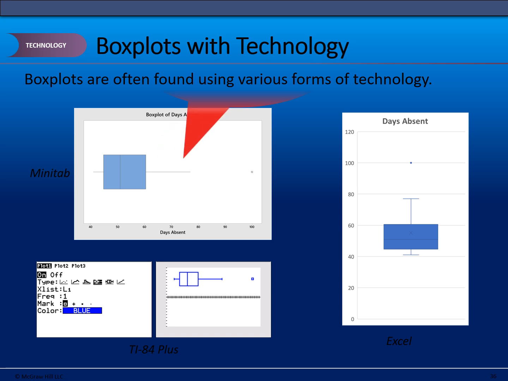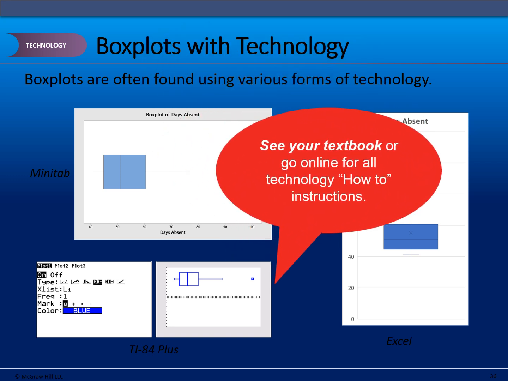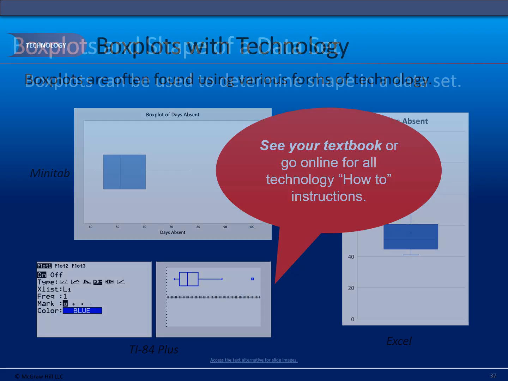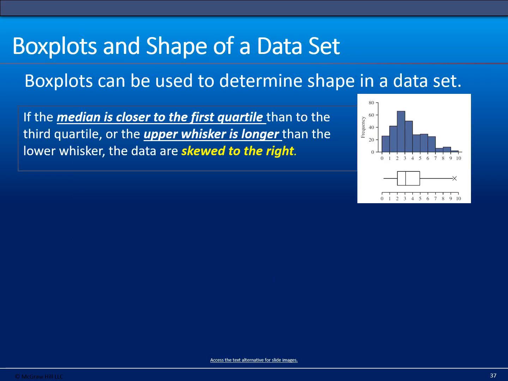Again, all your technology draws box plots, and there are instructions at the end of this section of the chapter. One of the cool things is, if you look at the whiskers, if the median is closer to the first quartile, you see the box, the rectangle, isn't equally divided. The median is more to the left. This makes the upper whisker typically longer, and so the data is skewed to the right. If the whisker is longer to the right, it's skewed to the right.